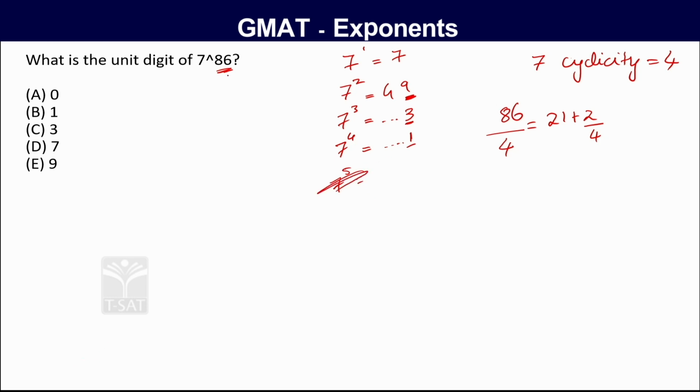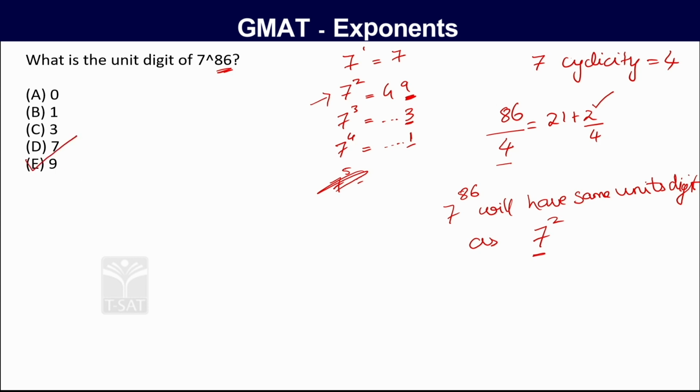Our power is 86. When you divide it by the cyclicity, you have a remainder of 2. So you will have to check 7 to the power of 2. What is 7 to the power of 2? It has 9 at its unit digit. So 7 raised to 86 will also have the same units digit as 7 to the power of 2, the remainder when it is divided. So that is 9, that is option E, our answer.